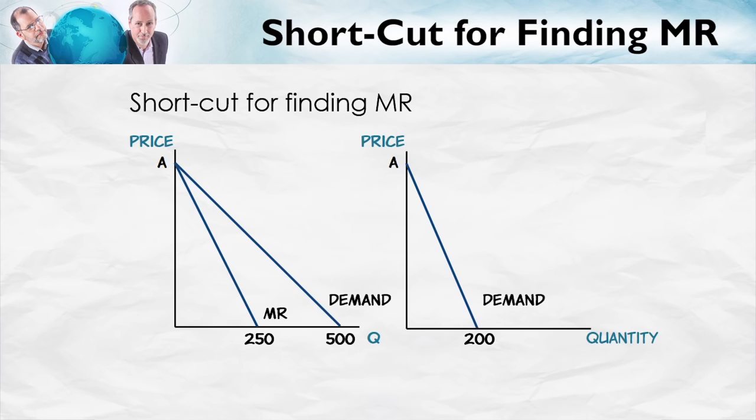Okay, what about our second demand curve? Notice that it hits the horizontal axis at 200. Therefore, the marginal revenue curve must hit the horizontal axis at 100. Pretty simple. And again, this will work for any linear demand curve, any demand curve which we're going to see in this course. Great.